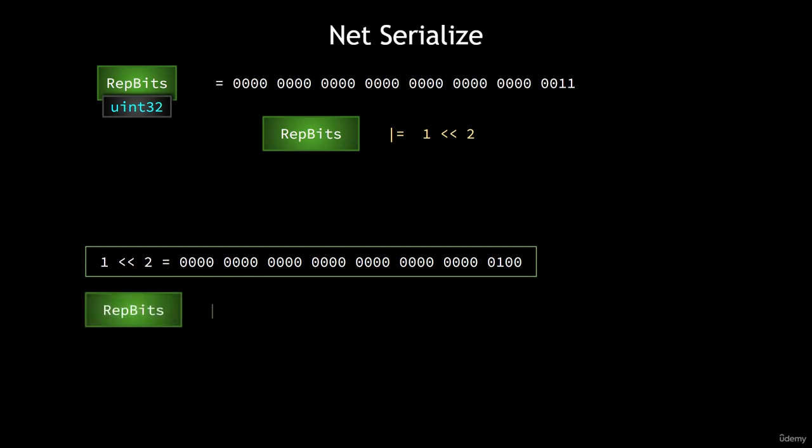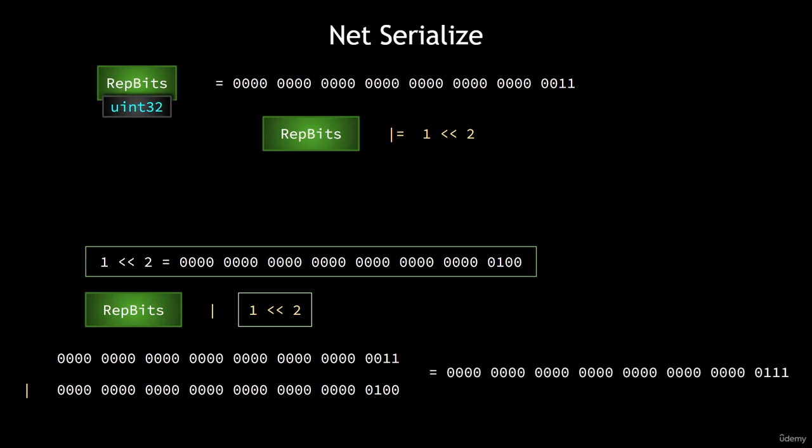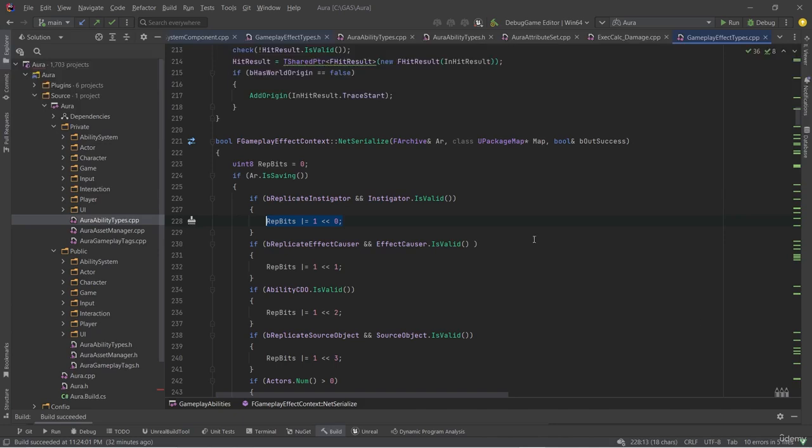And if we want to calculate rep bits OR 1 left shift 2, then we would take rep bits, which is now this number, OR 1 left shift 2, which is this number. Now, what's the result of the bitwise OR? Well, here it is. Rep bits had 2 1s at the end, and we flipped the second bit. Now it has 3 1s at the end. So we're starting to see a pattern here. Now let's go back into the code and find out just what this means for us.